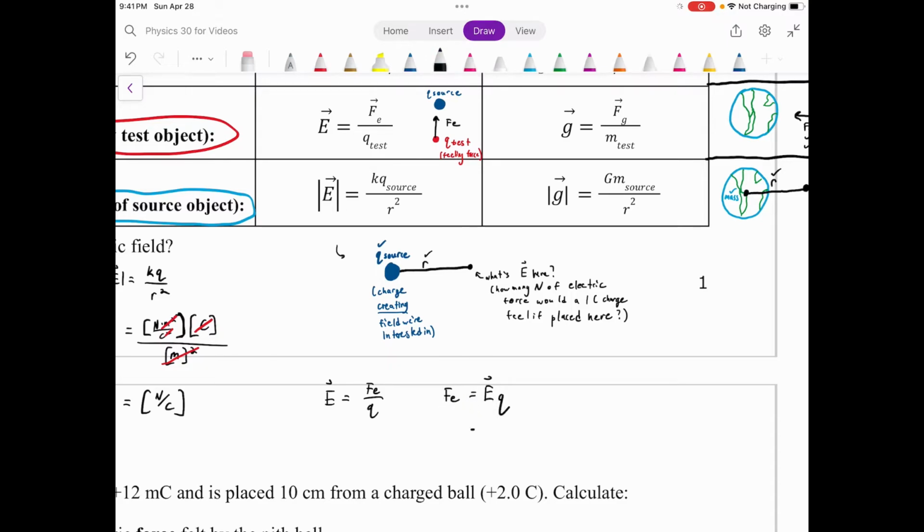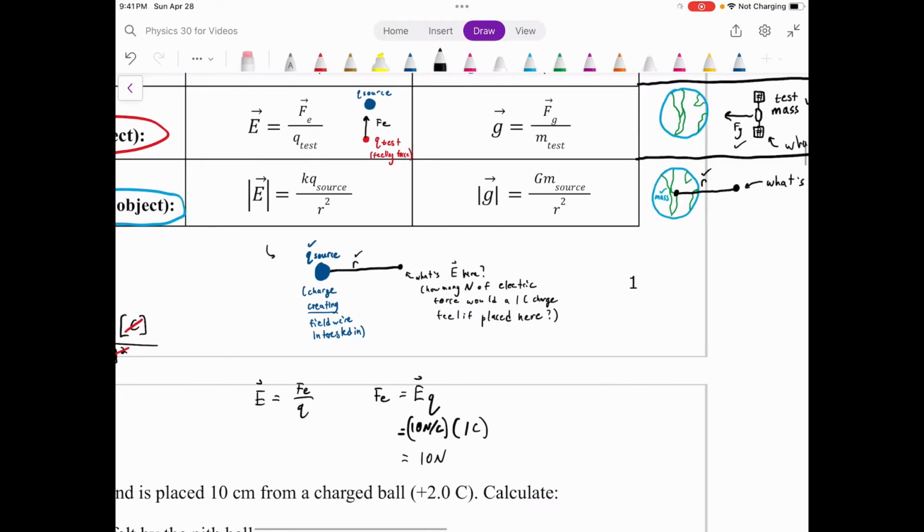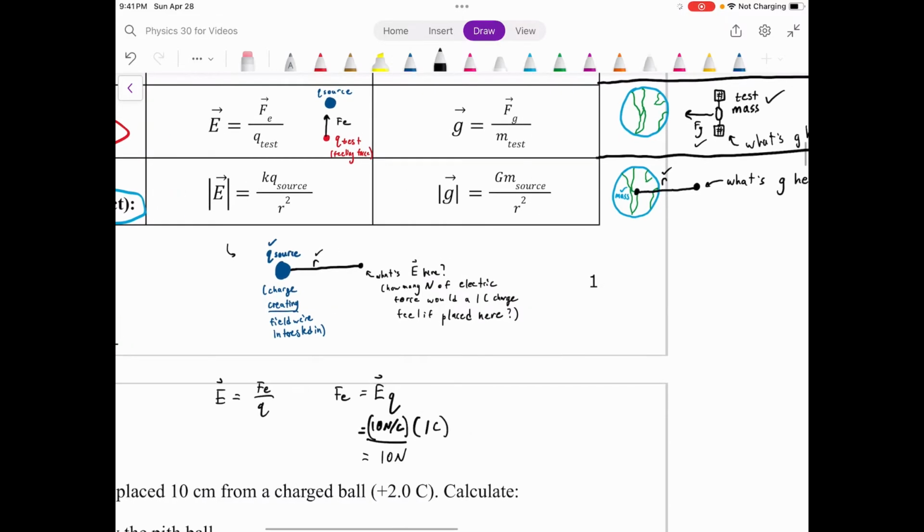Just for example, if there is a 10 newton per coulomb electric field and we put a 1 coulomb charge there, it will feel 10 newtons of force, right? The electric field there was 10 newtons per coulomb. And it still works if we put a 2 coulomb charge there, right?